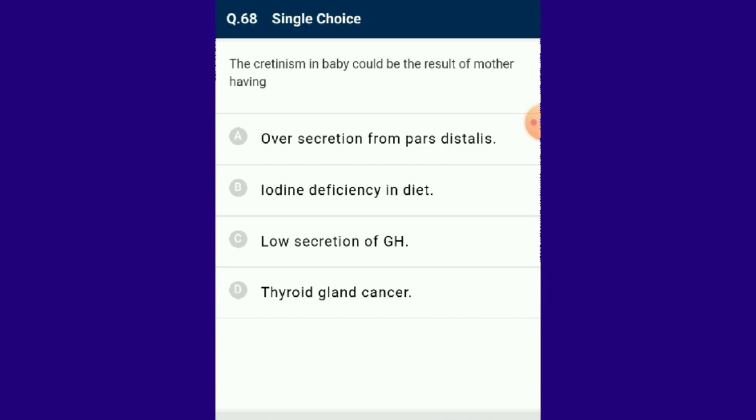Question number 68. The cretinism in baby could be the result of mother having iodine deficiency. So cretinism in baby could be the result of mother having iodine deficiency in diet. So the answer is option B.